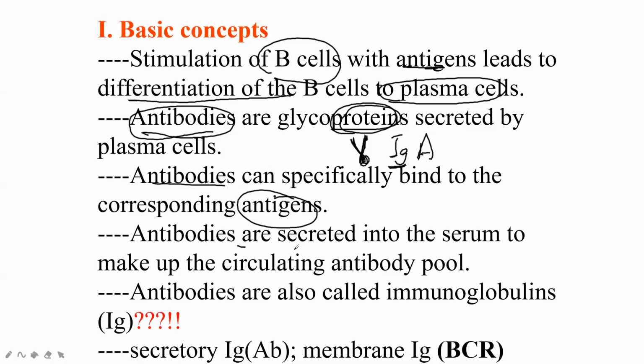Antibody is mostly secreted into serum. Which antibody is not in blood? IgA is not in blood. Keep in mind, it's not present in serum. I'll explain. All other antibodies are present in blood, but IgA is not in blood. Understand? Antibody is also called immunoglobulin.